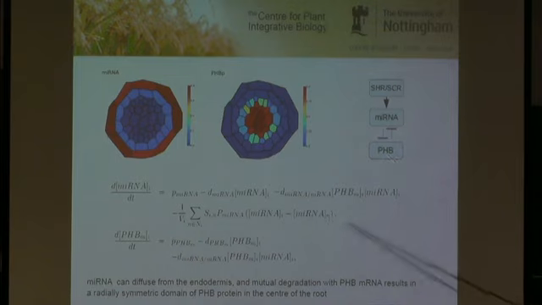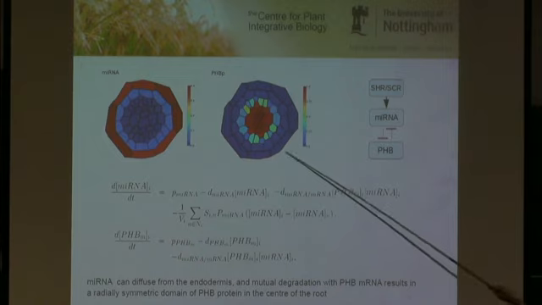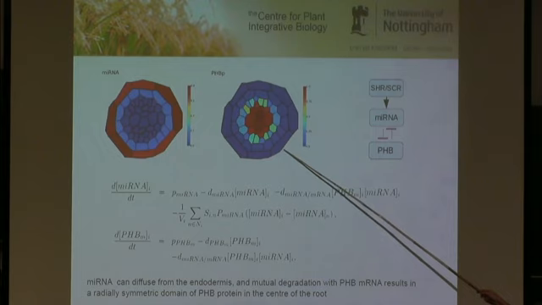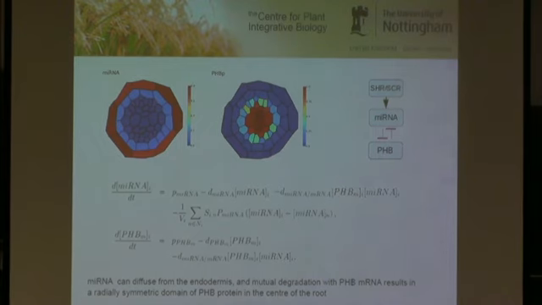So this is the obvious model for that process, and the upshot is equally obvious. The microRNA is diffusing in, it's consuming PHP but being consumed at the same time, so it doesn't get all the way in. So you get a kind of radial gradient of PHP as you go into the center of the root.